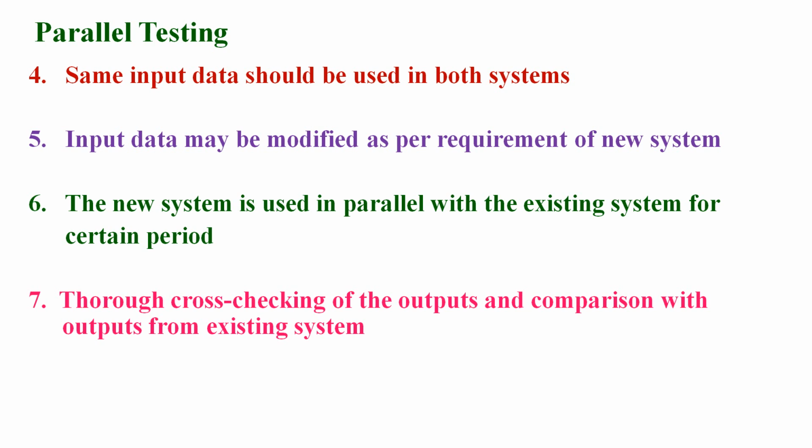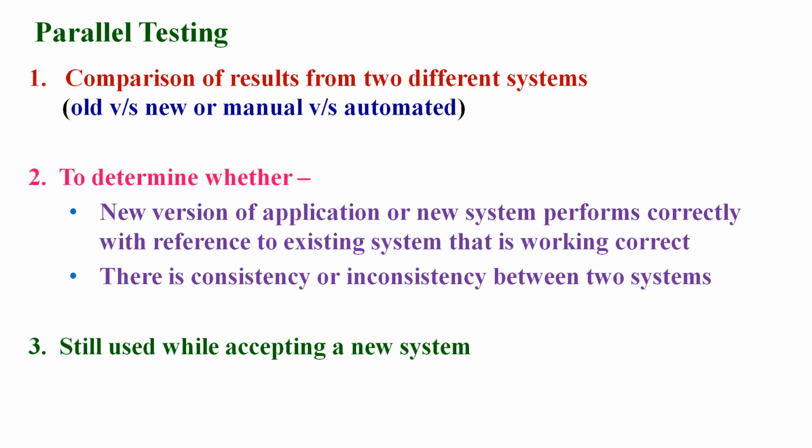So if they ask you in the interview what is the main goal, the main objective, or the necessity of doing this parallel testing, you have to cover all these points. This is very important. Predominantly, parallel testing is done to determine whether the new version of the application or the new system is working properly with respect to the old or existing system. And you have to check whether consistency exists between the two systems or not.